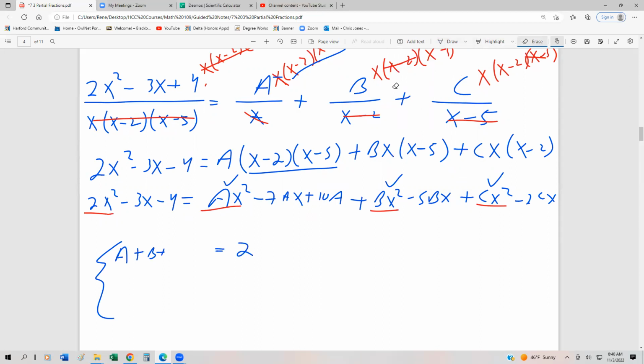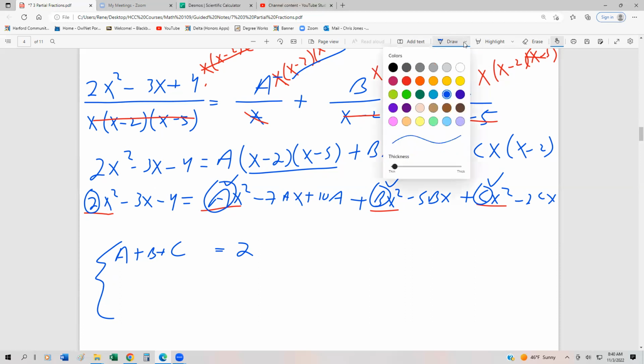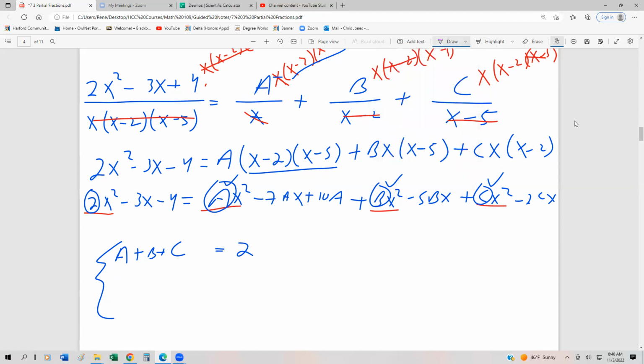Because all the coefficients on the left-hand side of x squared have to be equal to the coefficients on the right-hand side. So what I always do is I always just circle the coefficients, and I just basically ignore the x squareds, okay? Because we don't care about x as long as the powers match. Now, another equation is going to be when we look at the x's. So we have a -3, we have -7ax, we have -5bx, and we have -2cx.